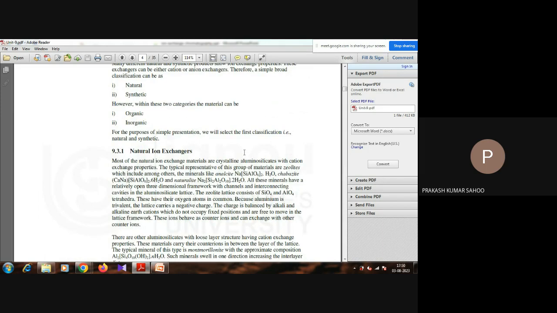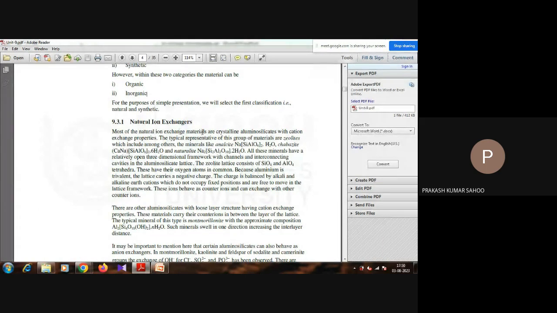Okay, so let's have our natural ion exchanger. Most of the natural ion exchangers are aluminosilicates. Remember this word. Aluminosilicates means it contains both aluminium and silicon, SiO2, silicate. So this is the natural inorganic ion exchanger. The best example is the zeolites. Minerals like analcite, NaSiAlO6 twice, H2O, chabazite, that is calcium, sodium, silicon, aluminium, 6 oxygen twice, 6 water, and natrolite, these are the natural ion exchangers.